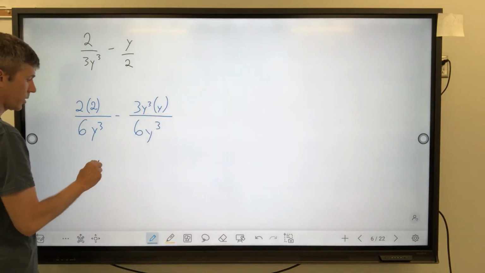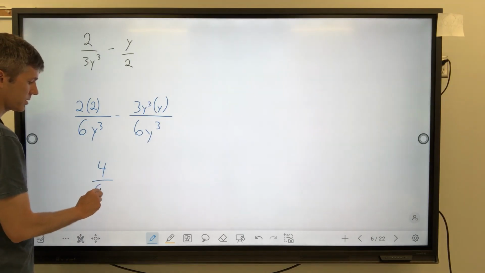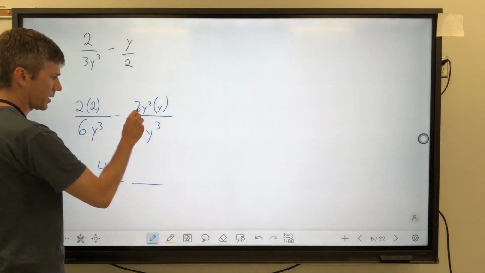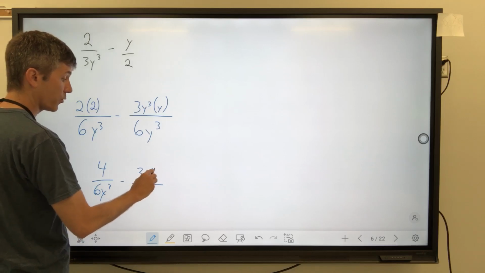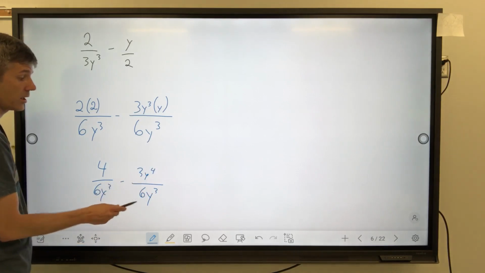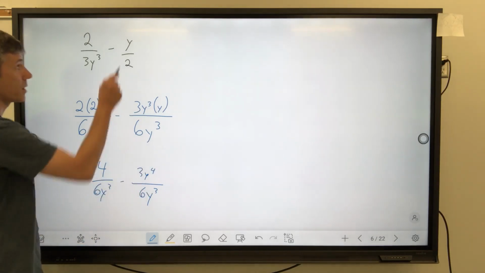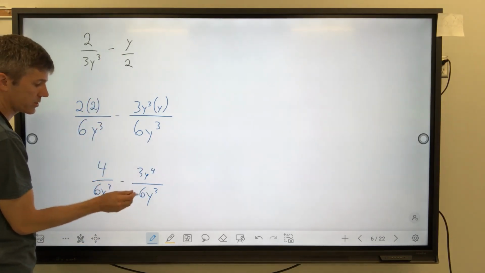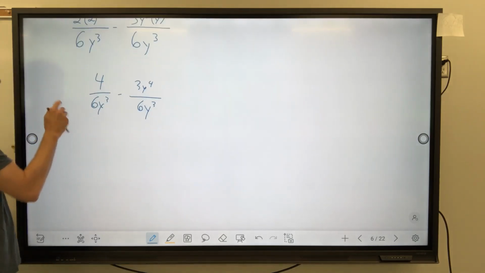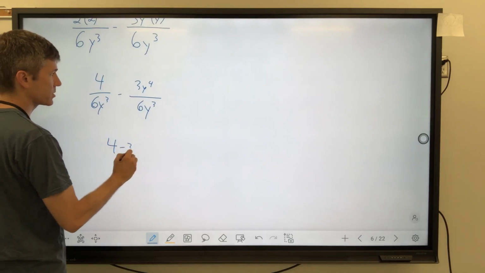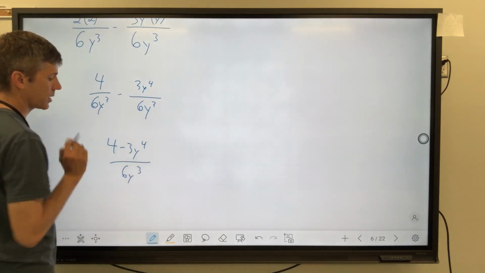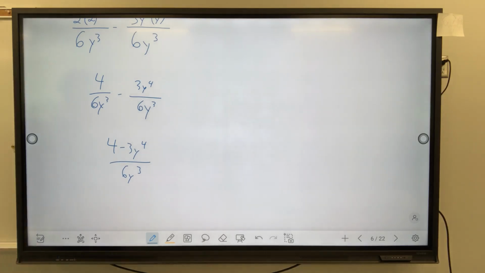Okay, so numerator, 4 over 6y cubed. If you reduced it, you'd be going backwards, so don't. And then 3y to the 4th over 6y cubed. And again, if you reduced it, y to the 4th over y cubed would be y. 3 over 6 is 1/2. It all works. Let's put your numerators together. 4 minus 3y to the 4th. They're unlike terms, so you can't do anything else with them except that right there.